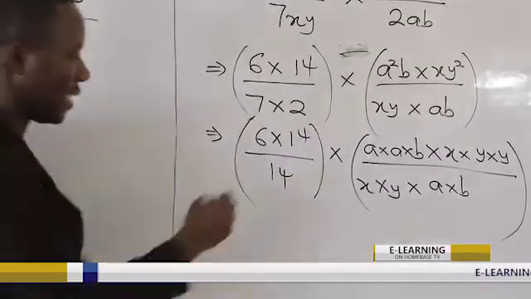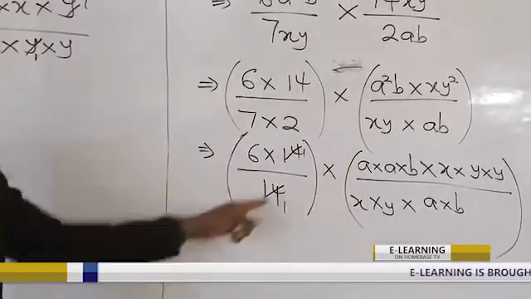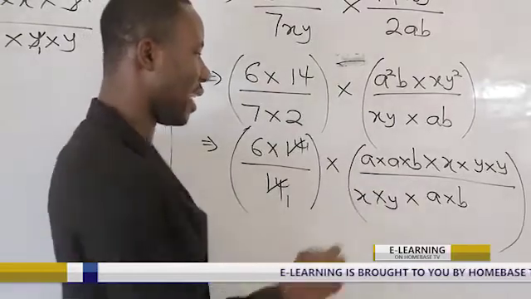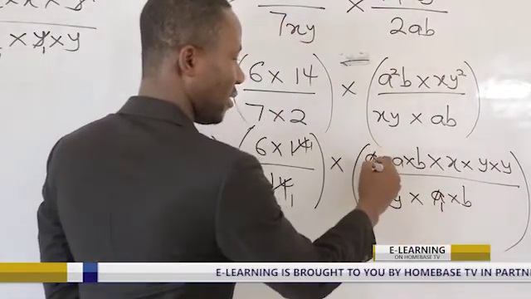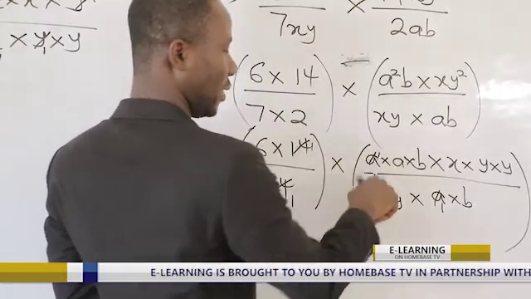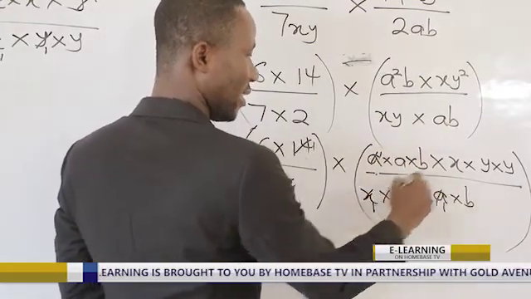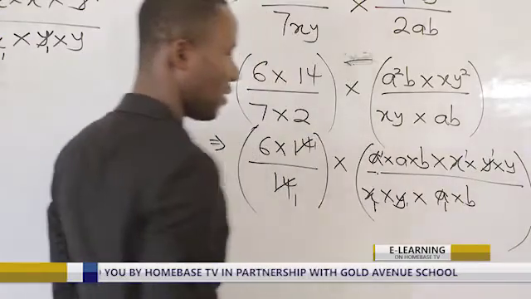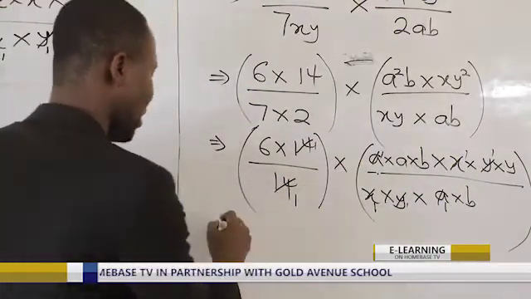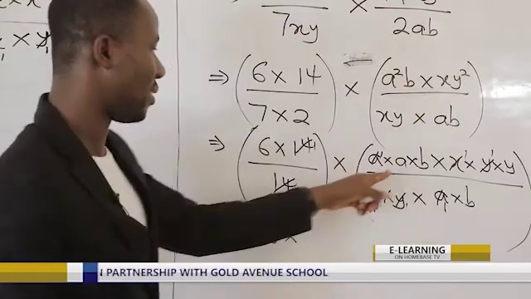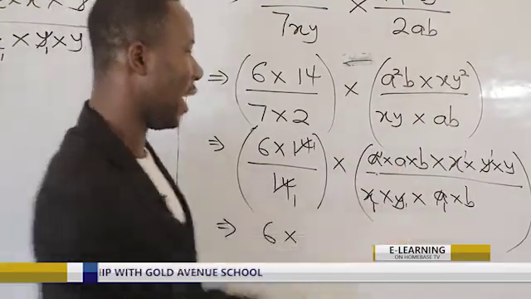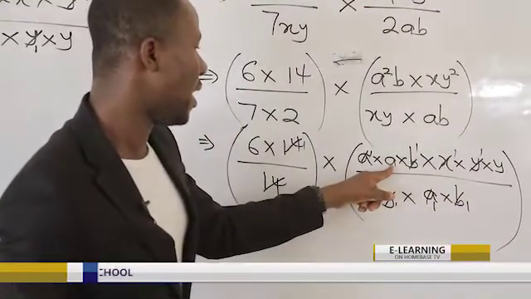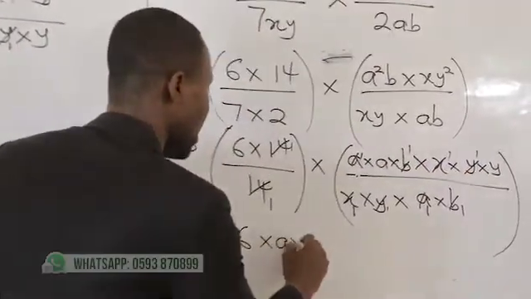You can clearly see that 14 cancels itself over here. And over here you can see that a also cancels a at the top. x cancels itself. y. So at the top, we are left with 6 times a, and then we have b also canceling itself. Good. a and then y. So you have 6 times a times y.